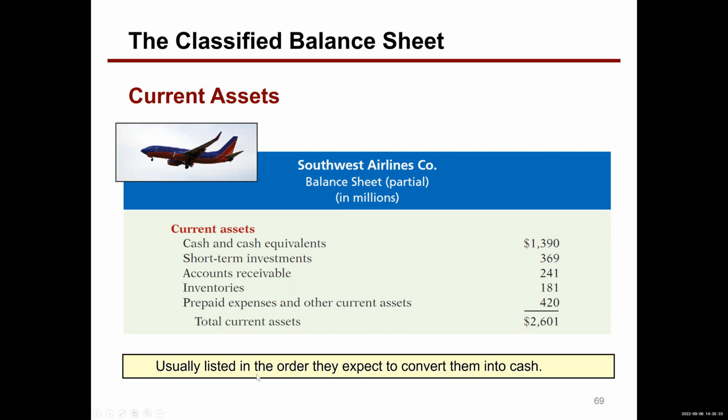Now it's interesting to note that current assets, or all assets actually, are listed in order of liquidity. Ooh, that sounds difficult, doesn't it? Well, liquidity is just the ability to convert it to cash, right? So that's why cash is listed first, because cash is cash. It doesn't even have to be converted, so it's always listed first. Okay, those are current assets.